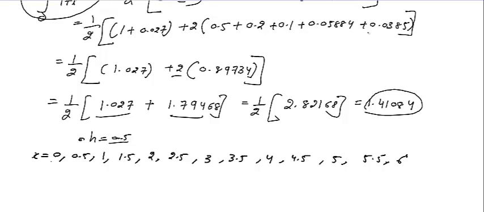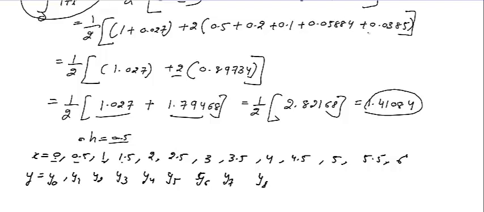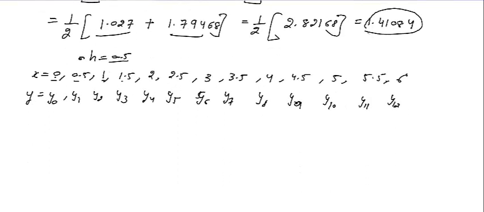So how many intervals and points do you have? 1, 2, 3, 4, 5, you can count. So you can find the value of y also. When you put this, you will get y naught, y1, y2, y3, y4, y5, y6, y7, y8, y9, y10, y11, y12.